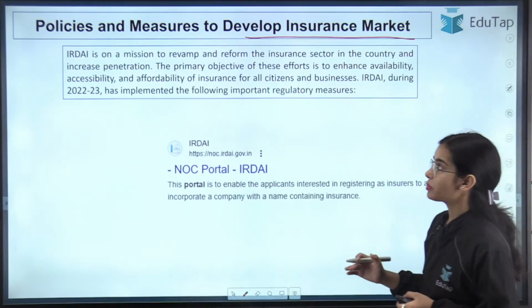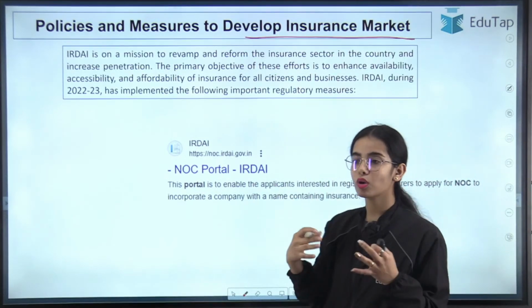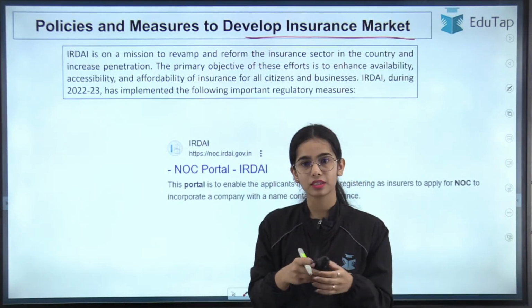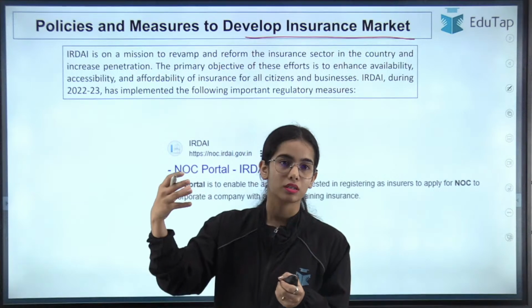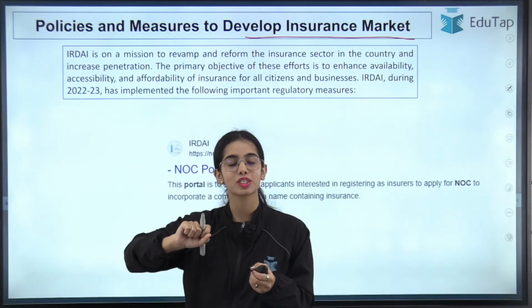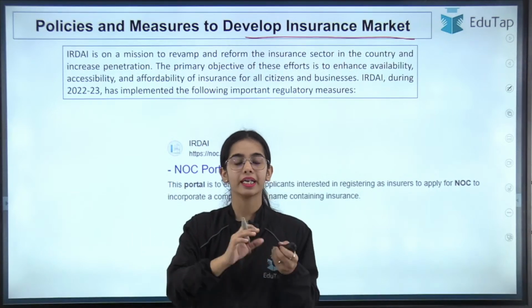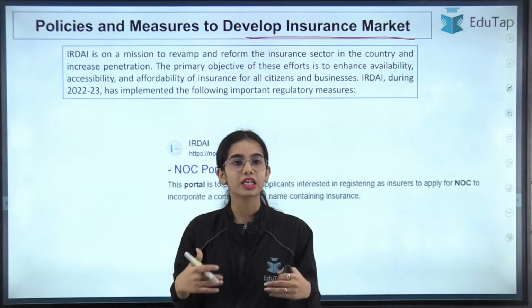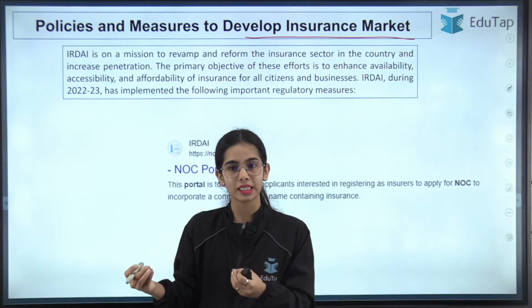So now, policies and measures to develop the insurance market. RBI is the regulator of the banking sector. There is NABARD, which is the supervisor of the agriculture segment. Then there is IRDAI, which is the regulator of the insurance sector. All the regulators are working for the development of their particular sector.